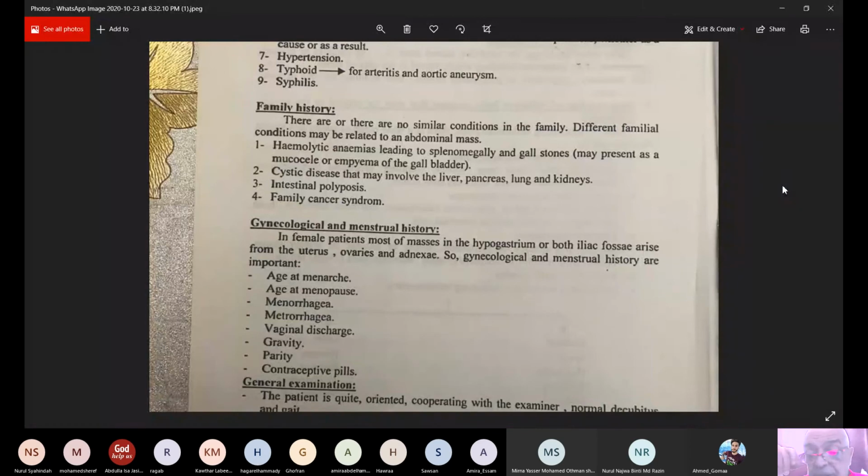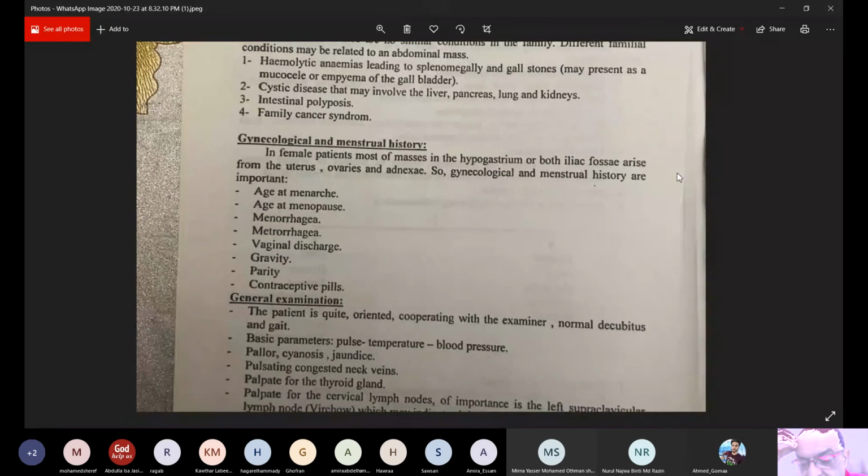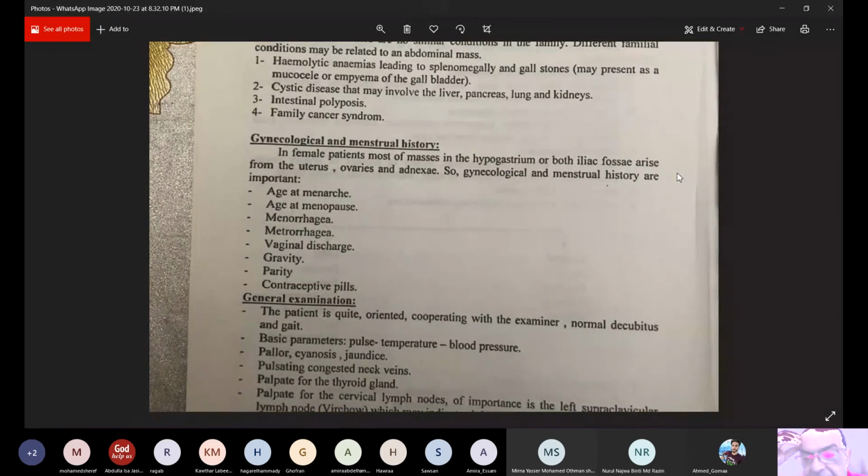Another very important point is the family history of cancer in general. You know, there is what's called the family cancer syndrome. So if there are cancers in the family, you can suspect that your patient's complaint is caused by a familial condition, which is the family cancer syndrome.